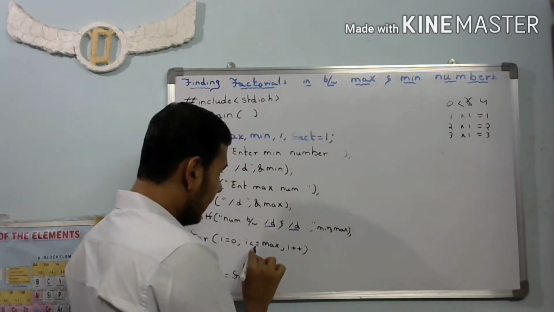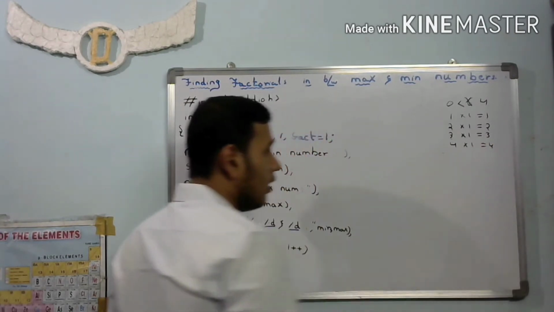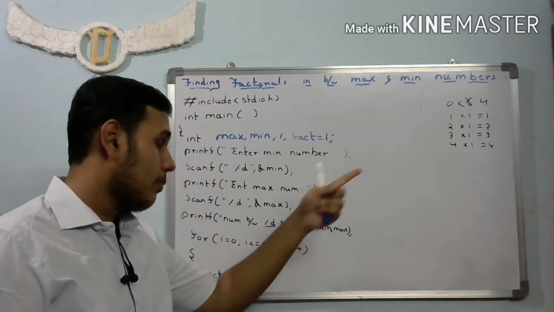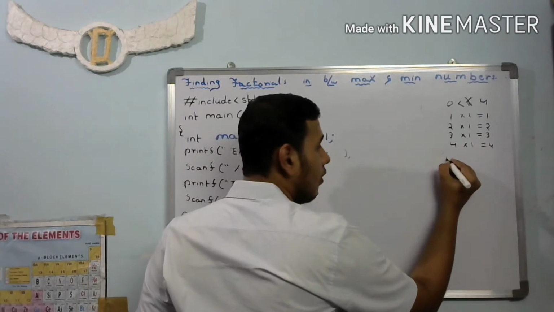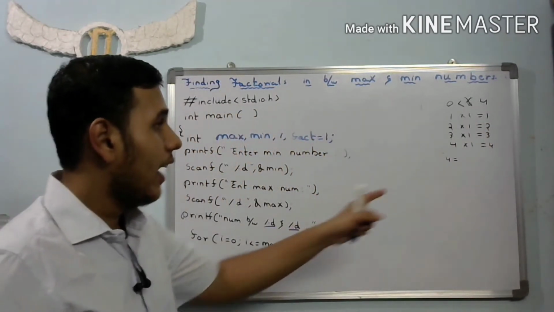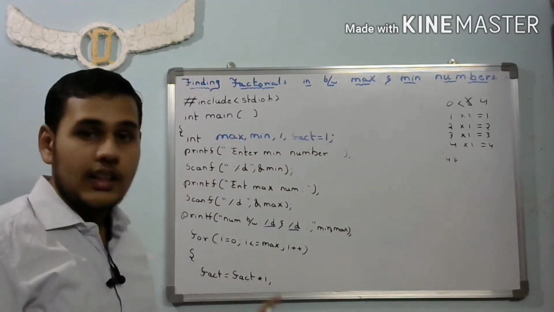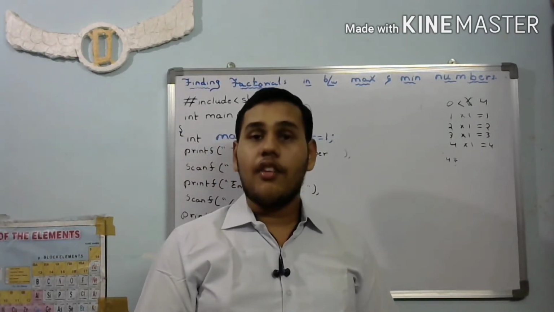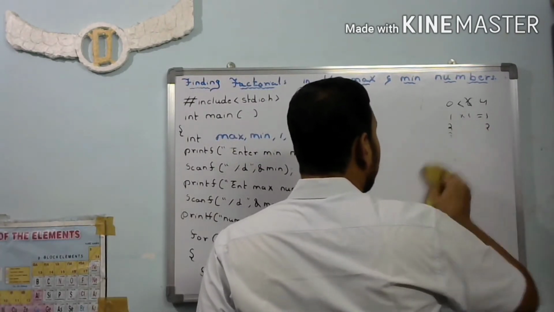As it is an equal condition also, it comes, and 4 into 1 is also 4. Now I have given the maximum value as 4, so it compares with 4 and stops here, but multiplies up to the last number. So what is the factorial of 4? 4 factorial equals 4 into 3 into 2 into 1. Now we will get the factorial of 4. This is the logic we write to find the factorial values. Now let us complete the program.